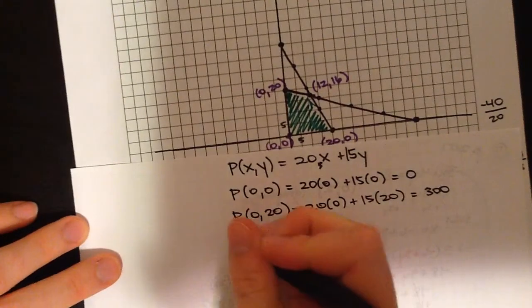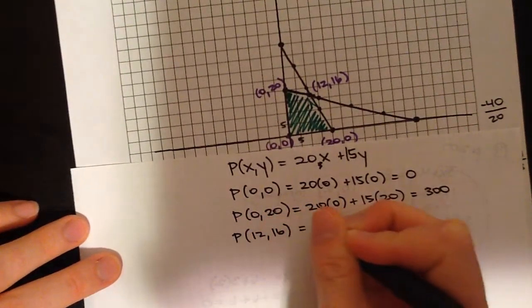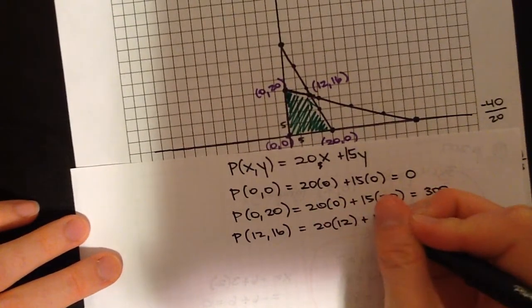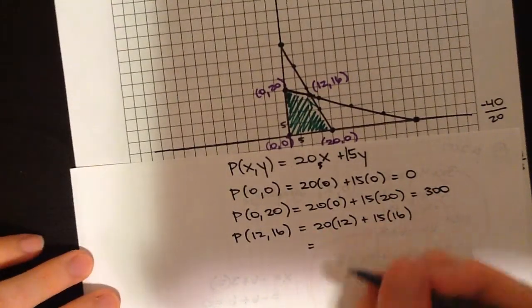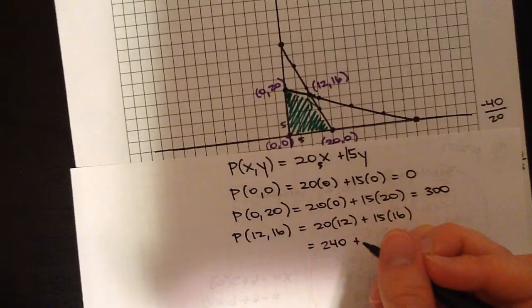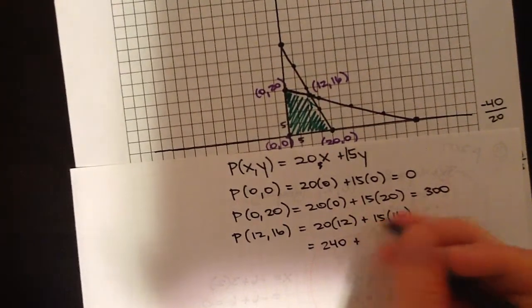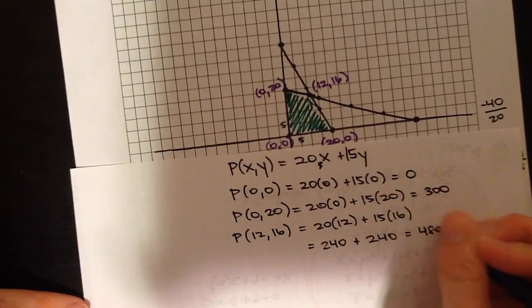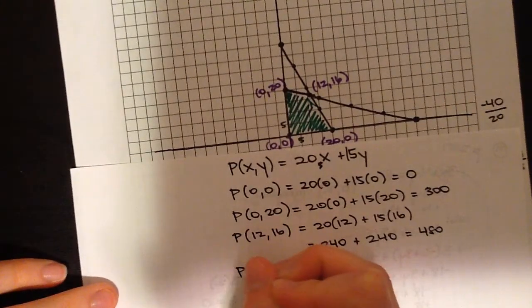Next, let's plug in the 12, 16. $20 times 12 pairs of outdoor shoes plus $15 times 16 pairs of indoor shoes. 20 times 12 is 240. And then 15 times 16 comes out to be also 240. So this makes me $480. So that's looking pretty good. Let's also plug in the last one, the 20, 0.